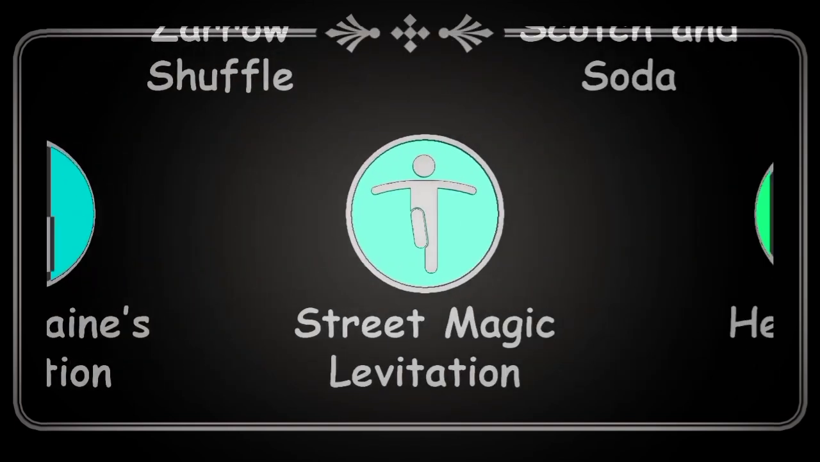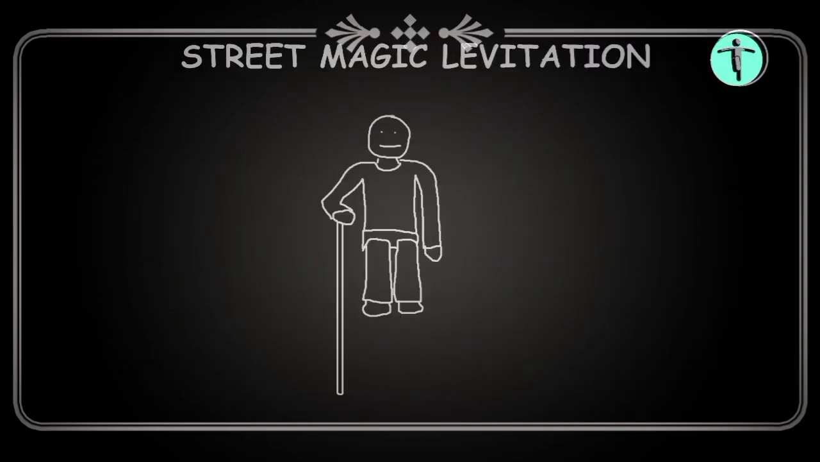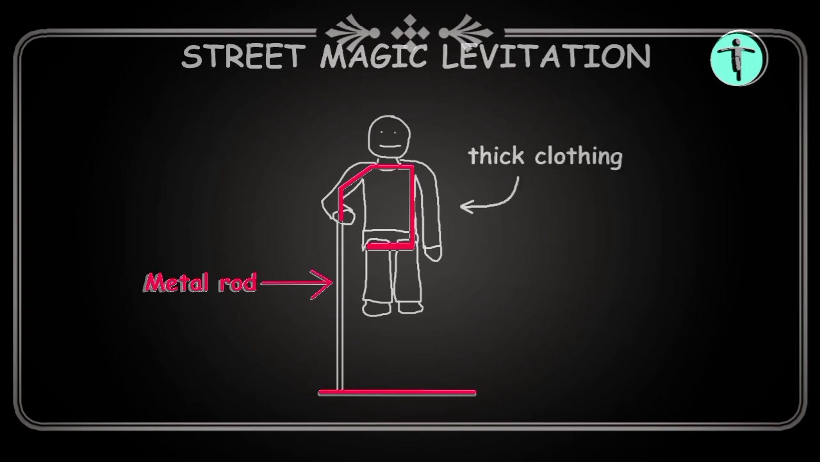Street magic levitation. The magician appears to be balancing himself and levitating in the air with just a small stick. In reality, the stick is actually a metal rod that is connected to a seat the magician can sit on. The magician wears thick clothing to hide the seat.